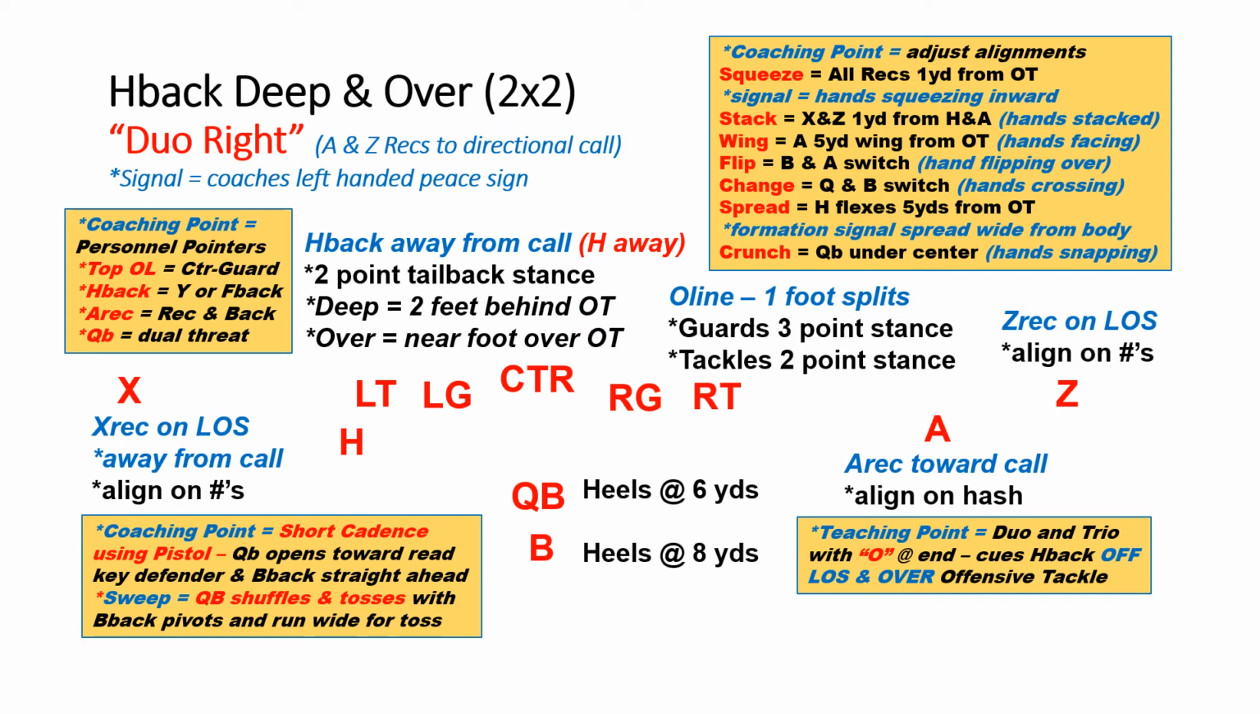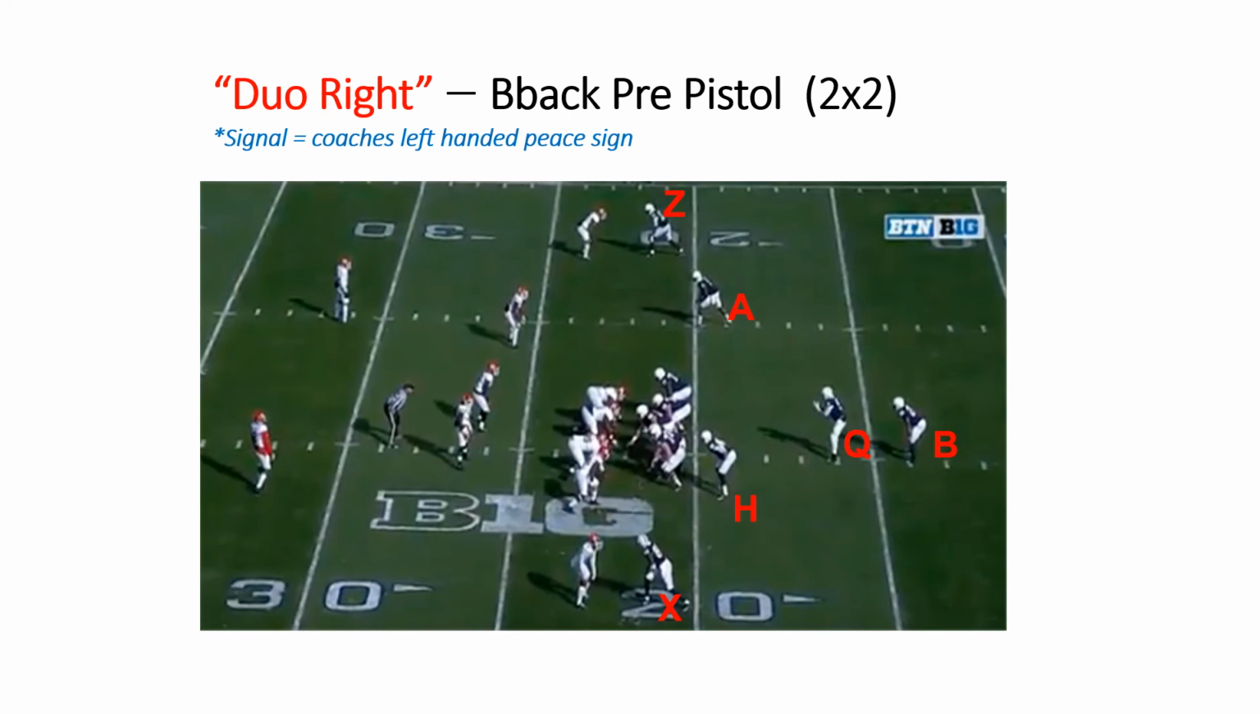Last, we want to go ahead and look at our core alignments or formations. First one is a duo right. You can see what happens is we line up on landmarks. So the Z and the X line up on the numbers, okay, and the A is on the hash. We're going to have the Z and the A go to the directional call, which is typically the wide side of the field, and the X and the H away. Duo, anything ending in an O, means the HBAC is off and over the tackle. So here's a look at duo right.